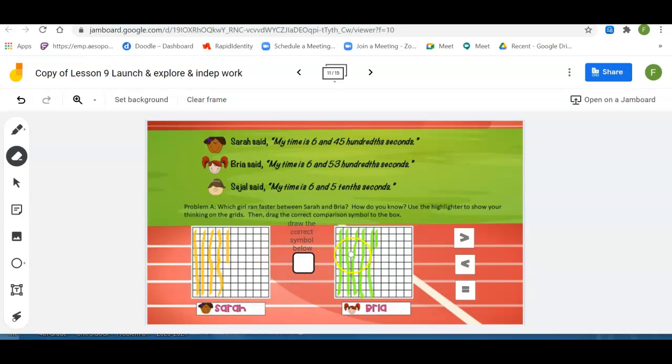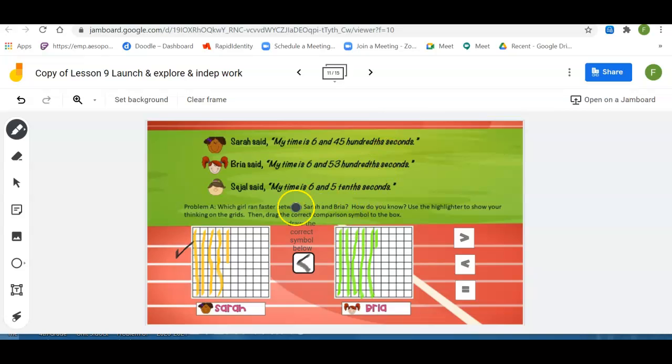So for this one, the bigger number, of course, means the person with the slower time, and that's going to be Bria. So when you look at it, the 5,300s is bigger than the 4,500s. So when we draw our symbol to compare these two numbers, this one is bigger, but that means that the person who ran faster was Sarah. So Sarah actually ran faster on that one.